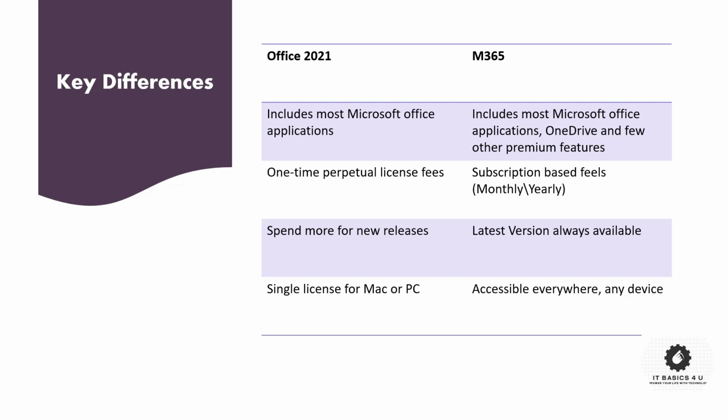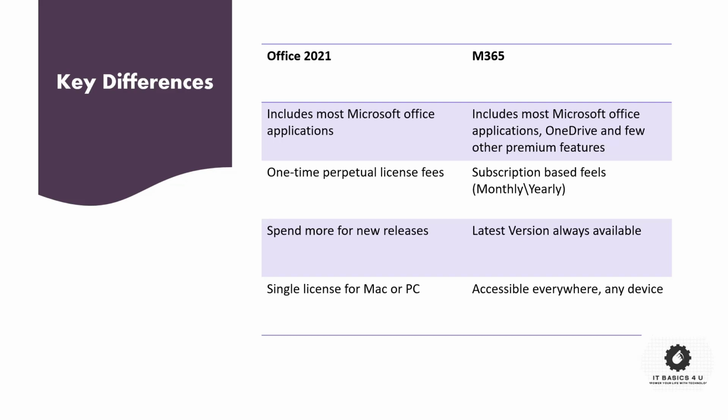Now, since we looked at both the kind of versions of Microsoft Office and Microsoft 365, a quick recap: Microsoft Office 2021. It includes most of the Microsoft basic applications like Excel, Word, PowerPoint, and so on. And then it's a one-time perpetual license fee. You make one-time investment, you buy the license. It's your proprietary. You can deploy it on your system and you can use it forever. But if you have to go for higher versions, then you have to really spend some more dollars for new releases. It's a single license for your MacBooks or your PC.